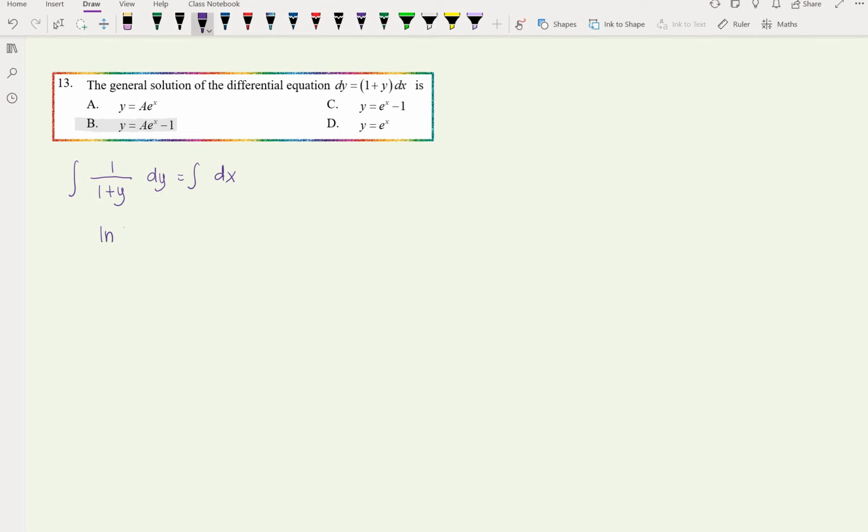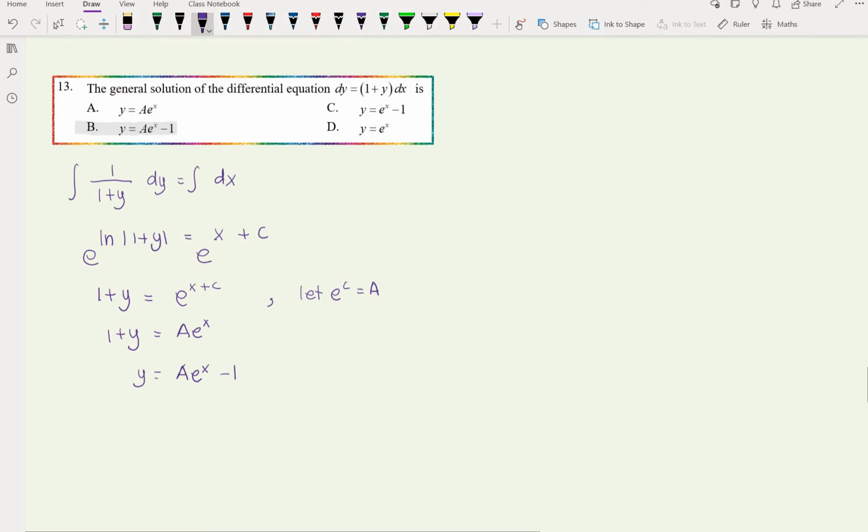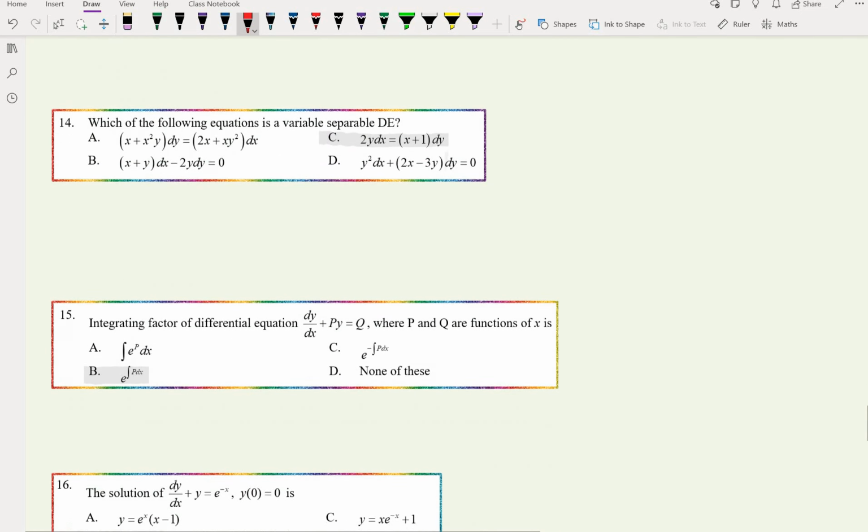So, the left side gives me ln|1 plus y| is equal to x plus C. So, to remove ln, I'm going to take the exponent on both sides. So, taking the exponent on both sides will give me 1 plus y is equal to e to the power of (x plus C). Here I'm going to let e to the power of C be equal to A. We will get 1 plus y is equal to A e to the power of x. So, y is A e to the power of x minus 1. That is answer B.